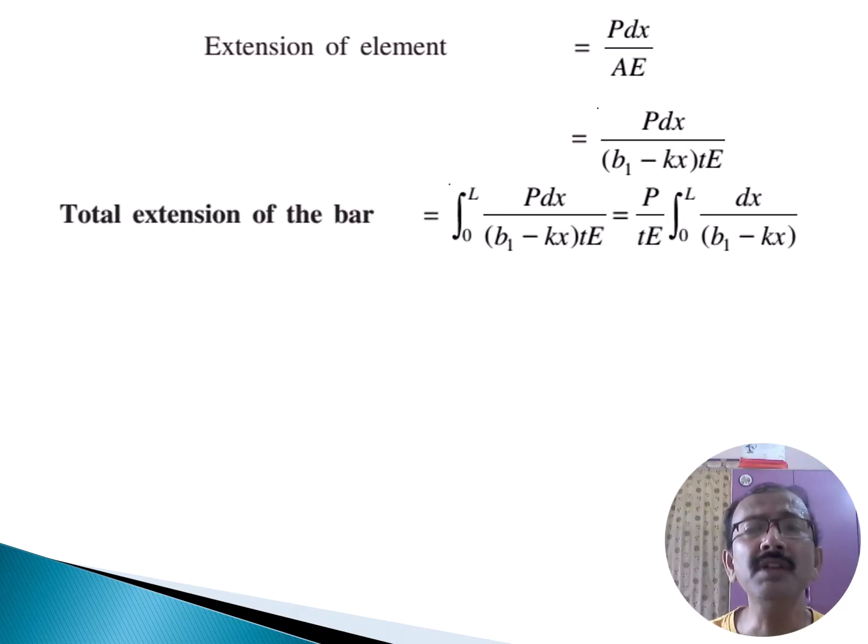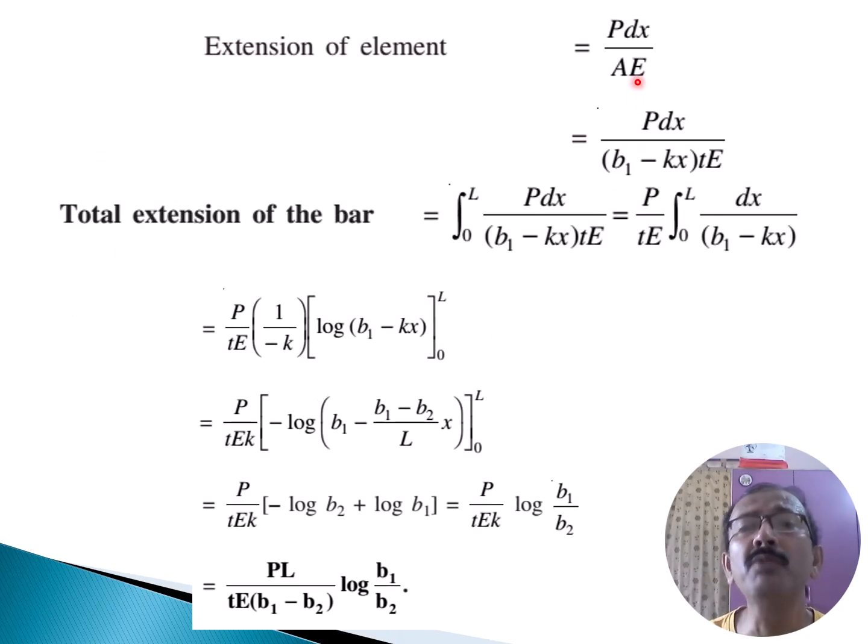The extension of the element we can easily calculate with the formula PL by AE, so here P dx by AE. Putting in the value of the cross section, we get this expression. Now the total extension is the integration of that, with lower limit 0 and upper limit L. Integrating the extension of the element, finally we get this value, which is the total extension of the bar.